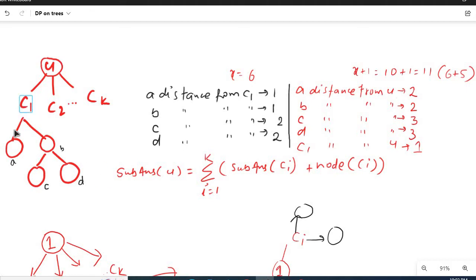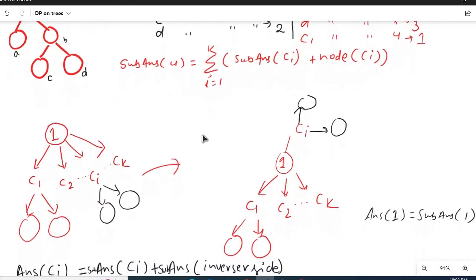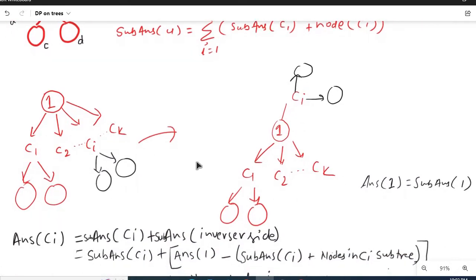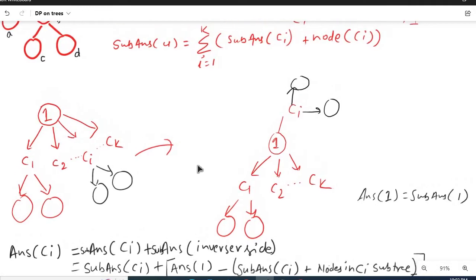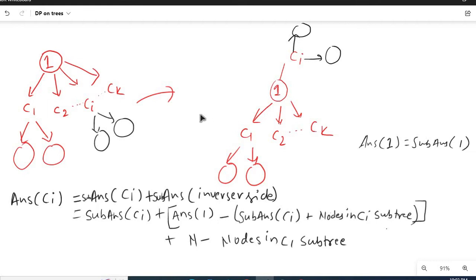Because this can go downward and this can go upward also, since there are nodes which are up in their hierarchy as well. So for calculating that, we use the same technique that we used above. What we do is, let's say Ci. Ci is a node and it has two child nodes.